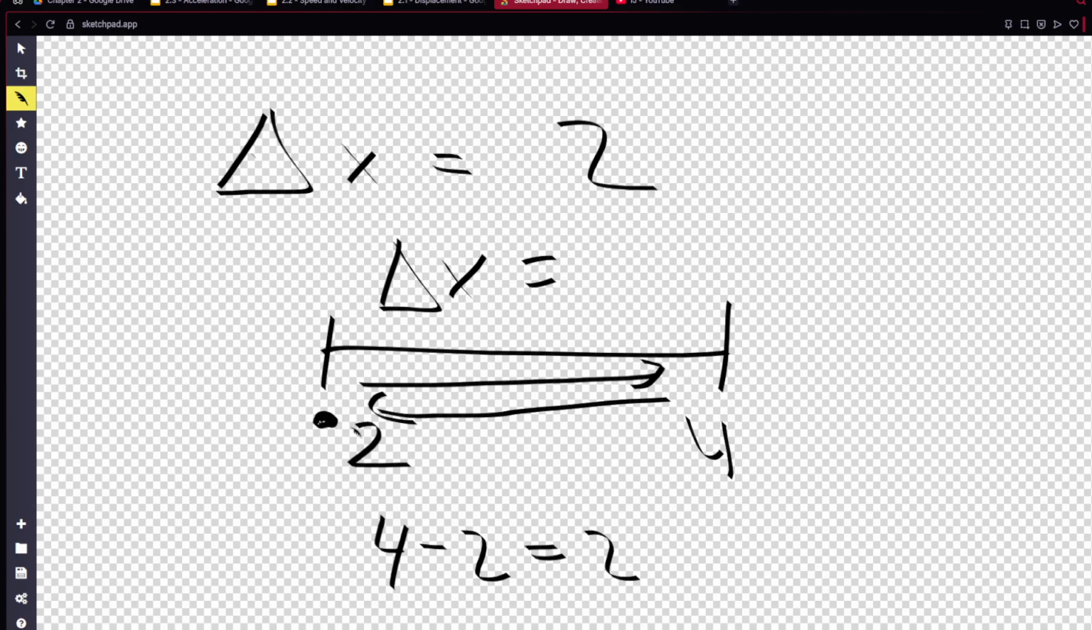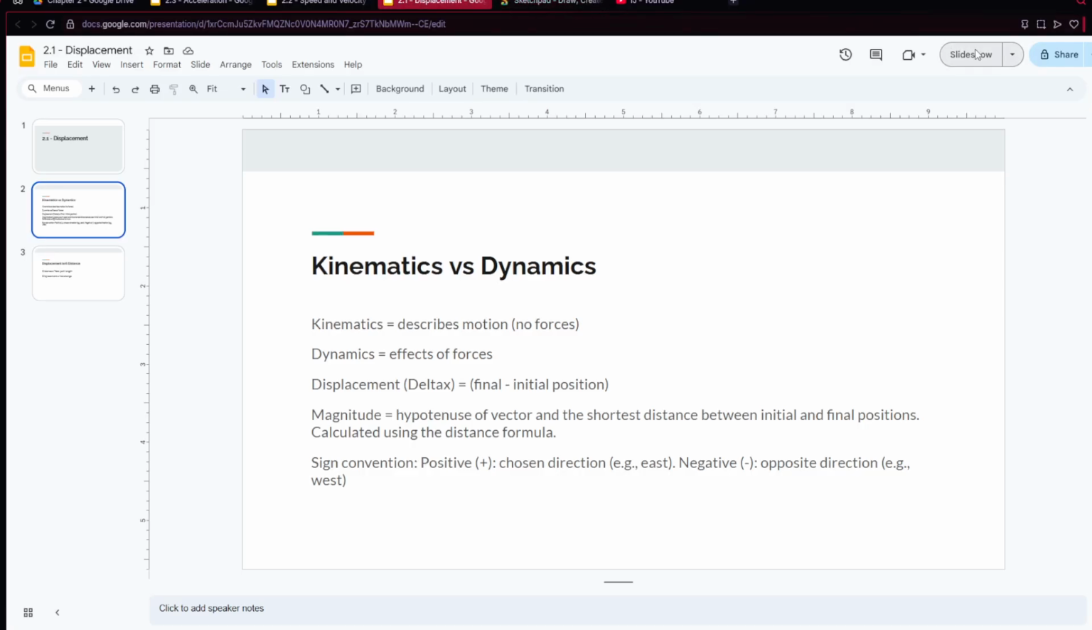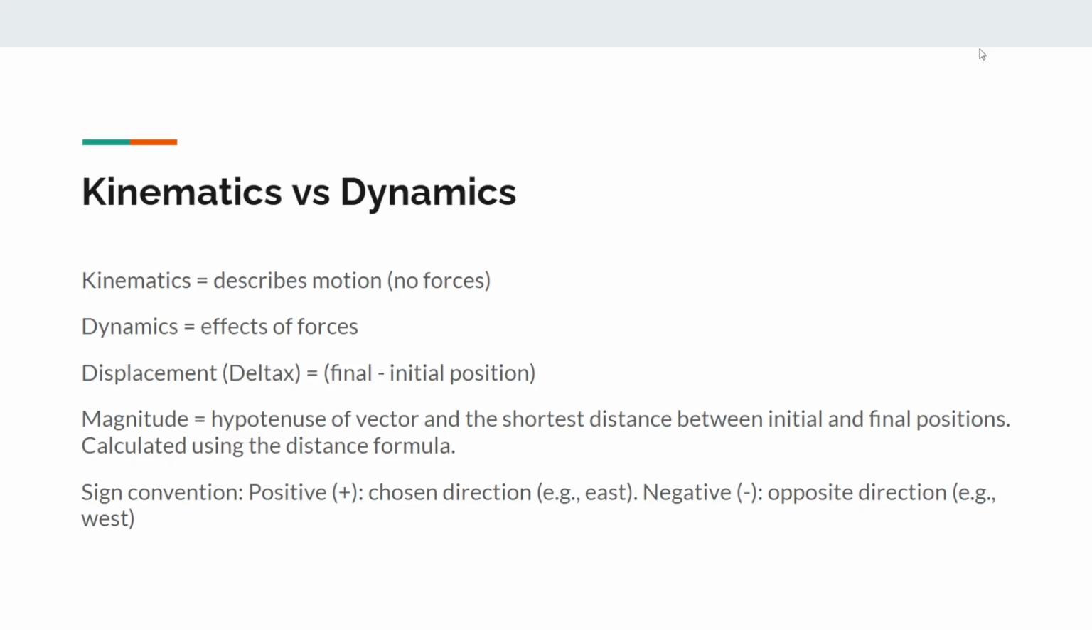Well, our final position would be 2, and our initial position would also be 2, giving us 0 net movement, or 0 displacement. So displacement is net movement, or how much it actually moves in one direction, while distance is how much it actually travels. So in this case, it would be 4 because it travels 2 here and 2 back. So that's the difference between displacement and distance.